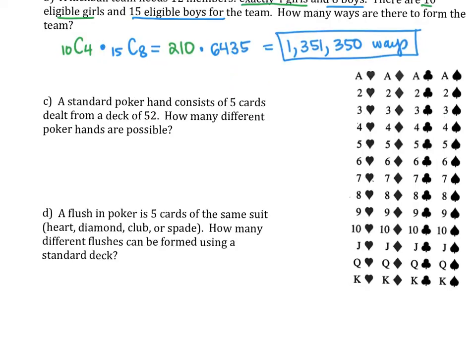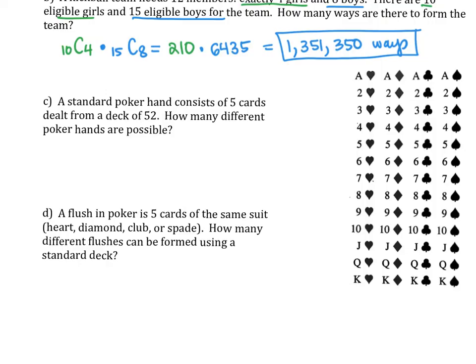The last thing we're going to think about is poker. A standard poker hand consists of 5 cards dealt from a deck of 52. How many different poker hands are possible? This is a deck of cards. If you are not familiar with cards, they look kind of like this. The hearts are red. The diamonds are also red. The spades and the clubs are black. We'll get to it later.